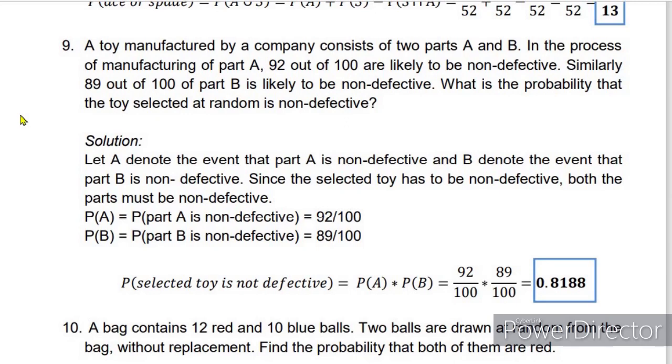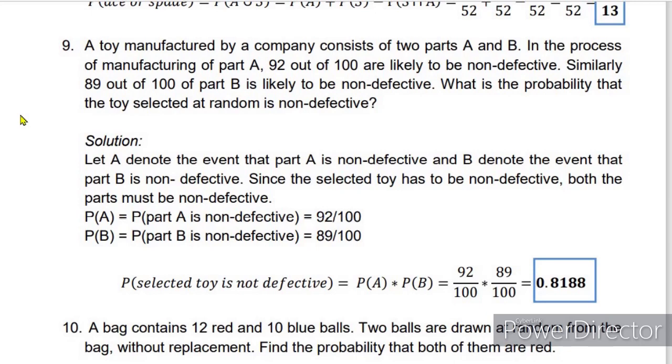So, for the solution, let A denote the event that part A is non-defective and B denote the event that part B is non-defective. Since the selected toy has to be non-defective, both parts must be non-defective. So, first we will get the probability of part A being non-defective. It is 92 over 100. And for part B, part B is non-defective, 89 over 100. So we will use those probabilities to solve the probability that the selected toy is not defective.